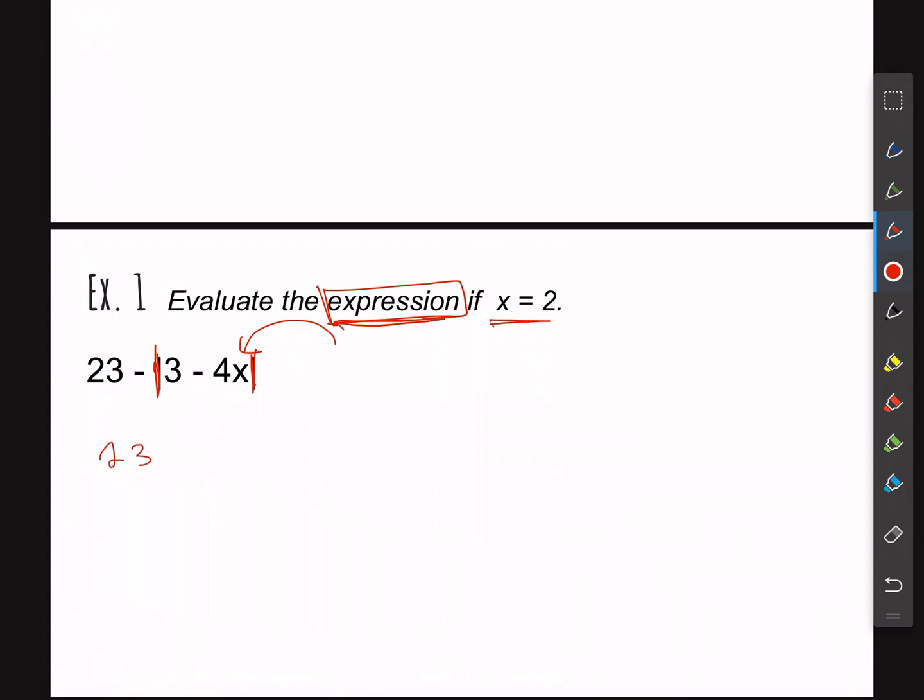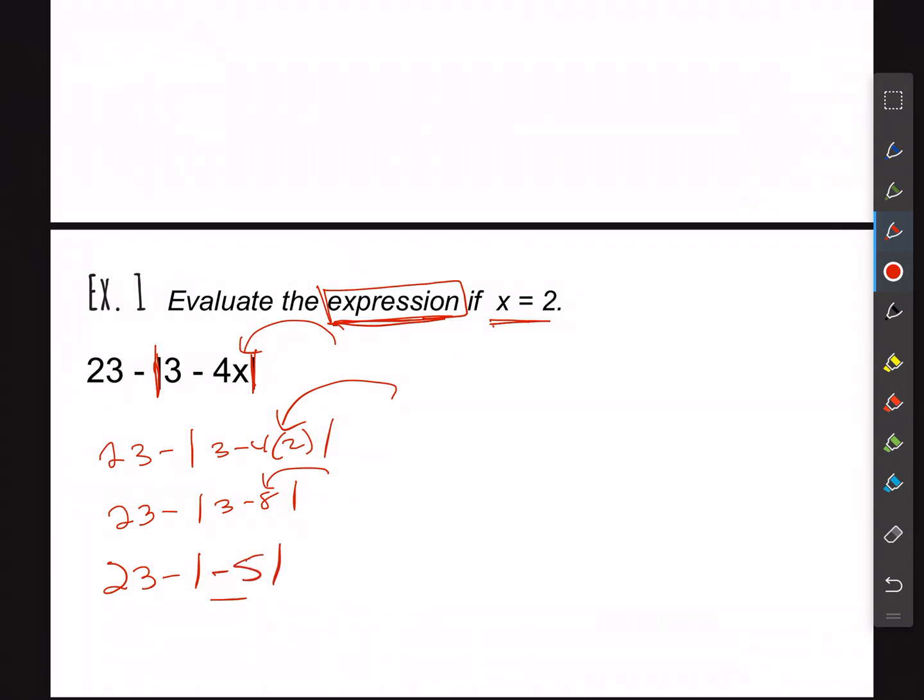So we have 23 minus absolute value of 3 minus 4 times 2. If I do that out, I get 23 minus the absolute value of 3 minus 8. 3 minus 8 is equal to negative 5. So I get 23 minus, notice how I'm not turning anything positive here or doing anything with the absolute values until this is simplified. Here it becomes simplified, right? So now I only have one number in here. So I have 23 minus the absolute value of negative 5.